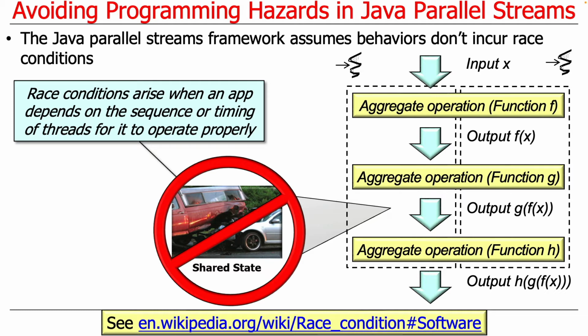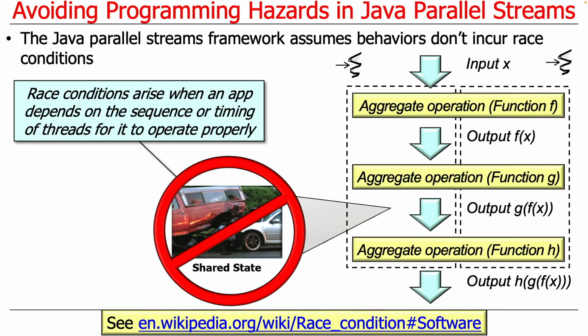So one of the big assumptions that I've mentioned a number of times is that the parallel streams framework assumes the behaviors you give it to work on don't incur race conditions. And remember, a race condition is a problem that arises when an app depends on the sequence or timing of the threads that are running in order for it to operate properly. And I always like to use the crashing cars metaphor because that's a good example of things trying to occupy the same space where they shouldn't. So it's corruption. You're smashing things together. And the same thing occurs in memory hierarchies in modern multi-core processors.